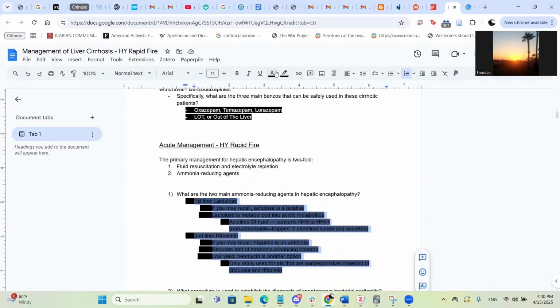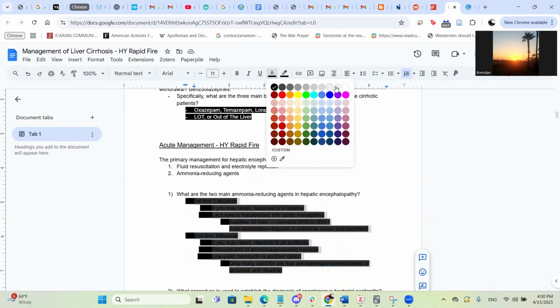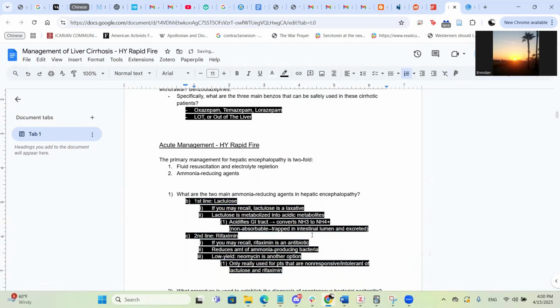So the answer here would be lactulose and rifaximin. So the first line is lactulose. Always good. Lactulose, lactulose, lactulose. That is the one that you should be thinking of first thing for hepatic encephalopathy.